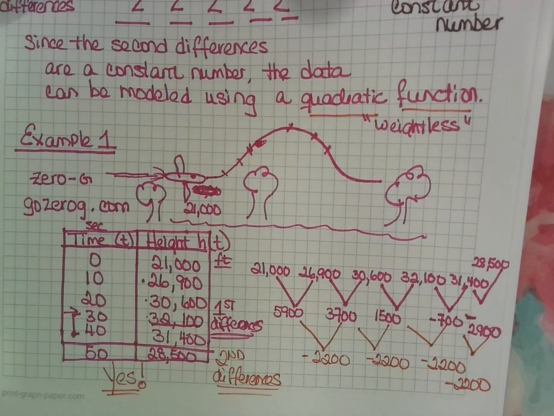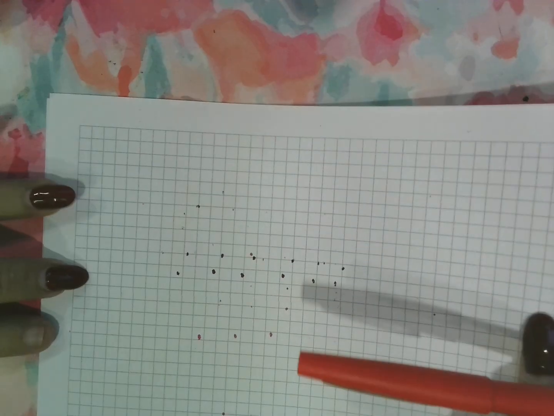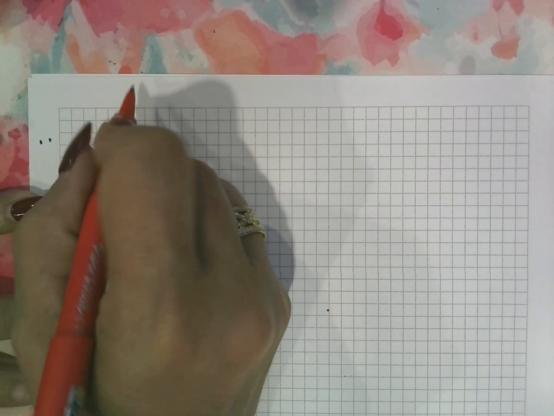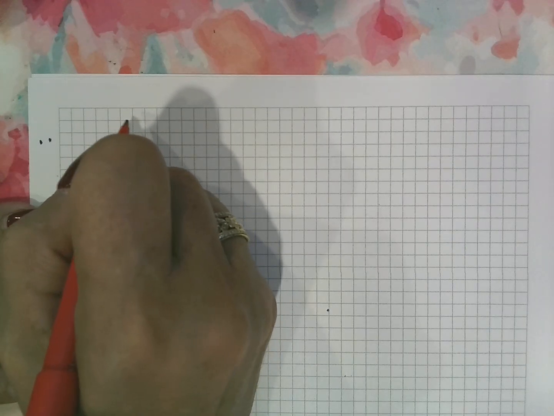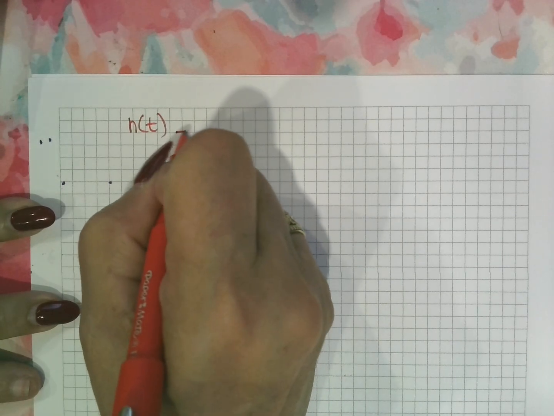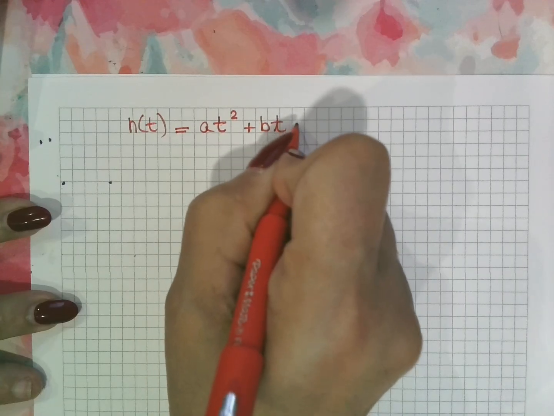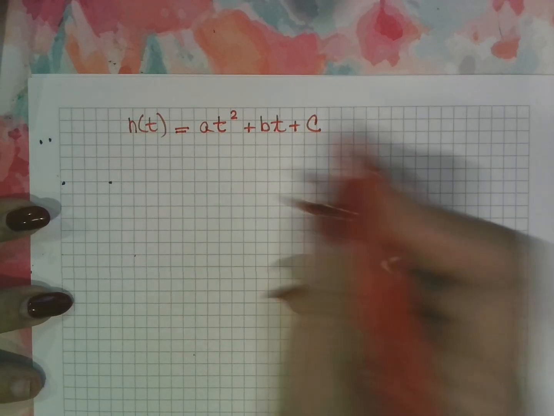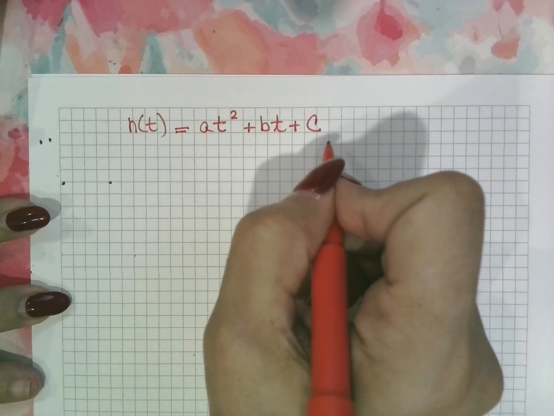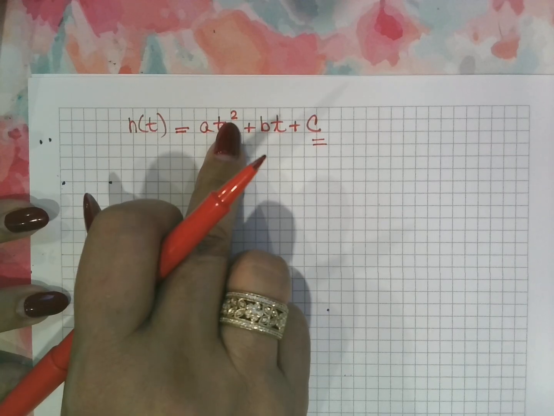Now we need to go ahead and do the modeling. All right, so let's move on. Let's go over here. Now we're going to put this in standard form, the standard quadratic form. It's going to be h of t because that's what they were calling it, height. h of t equals a, instead of x we're using t for time, t squared plus bt plus c. Now from what we know about the standard form of a quadratic, this c is our y-intercept. It's the value of the function when, in this case, t is equal to 0.